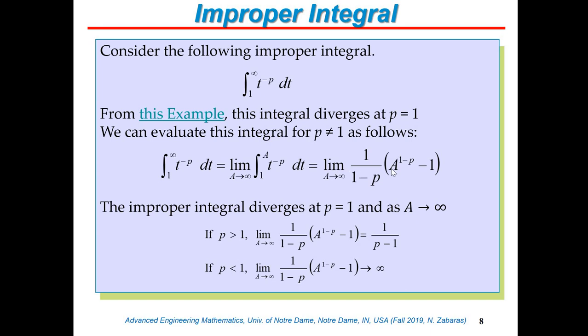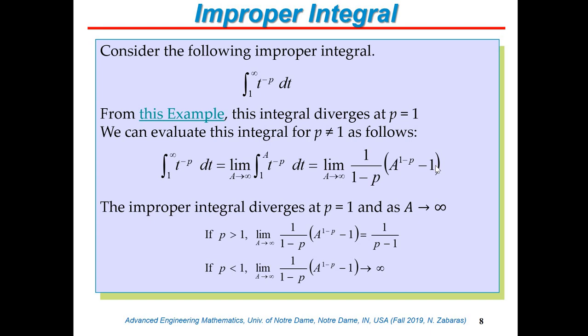Obviously, as a goes to infinity, the behavior of this calculation depends very much on what's going on with the exponent 1 minus p, if it is less or equal to 0. So for the case that p is greater than 1, remember that a is a very big number, a goes to infinity. In the case of p greater than 1, 1 minus p is negative. So it's like having 1 over a very big number to a positive number. So obviously that goes to 0.